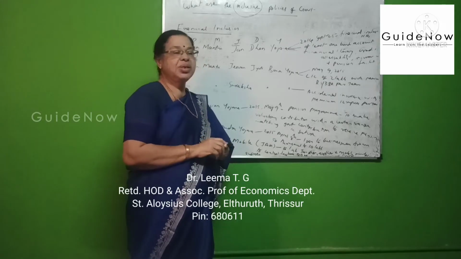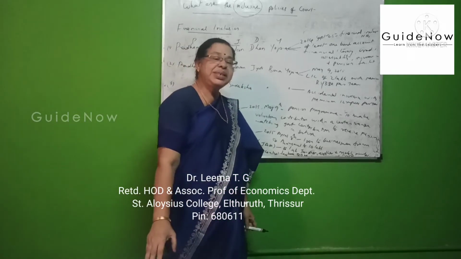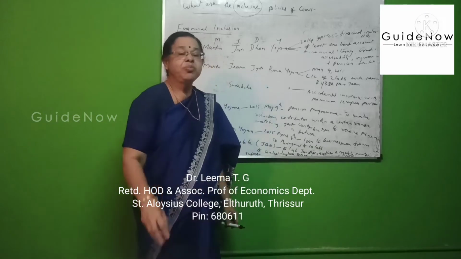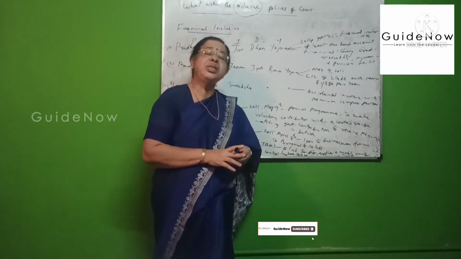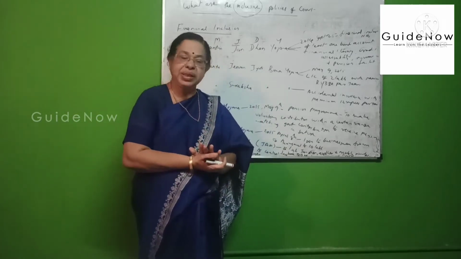The explanation of this question is: which are the important policies or measures taken by the government to solve the problems or challenges that exist in inclusive growth. To solve these problems or challenges, many policies have been taken by the government.